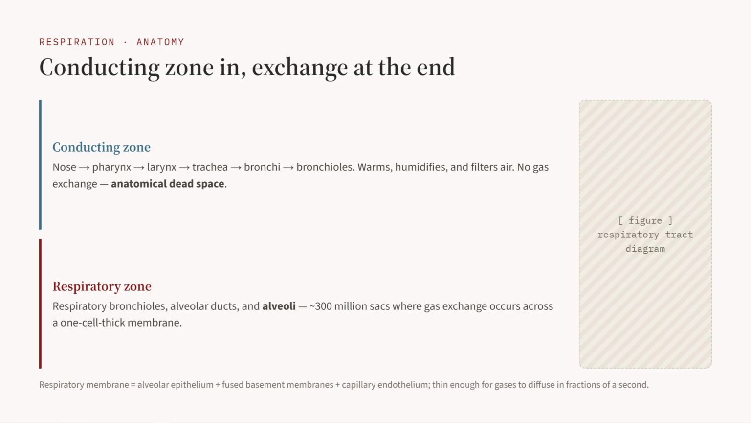The respiratory zone is where the action is. The respiratory bronchioles, alveolar ducts, and about 300 million alveoli, tiny sacs where gas actually crosses into the blood. That exchange happens across the respiratory membrane, which is astonishingly thin: the alveolar wall, the capillary wall, and their fused basement membranes, all told about 1 cell thick. Thin enough that gases cross in a fraction of a second.